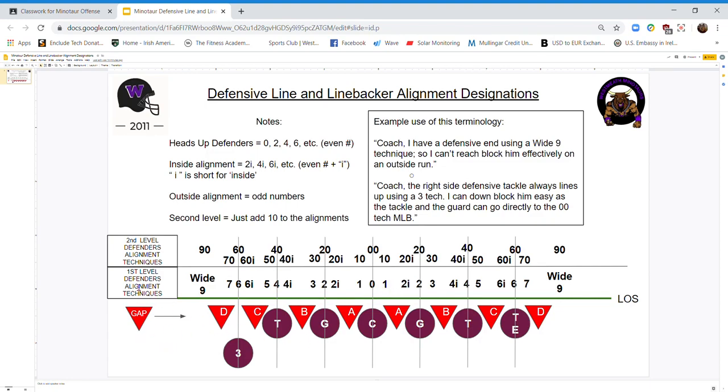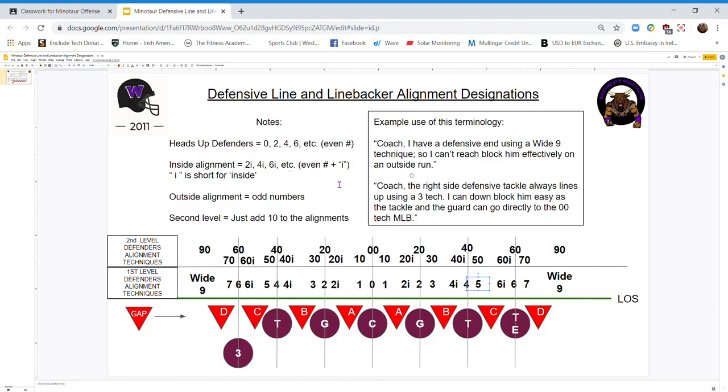So we have the gaps, and then first level defenders, where you see up here, 0 and even numbers mean that they're head up. So 0 is heads up on the center, 2 on the guard, 4 on the tackle, and then 6, etc. You can keep going out to 8, but generally there isn't an 8 unless we have a tackle over or an overload formation.